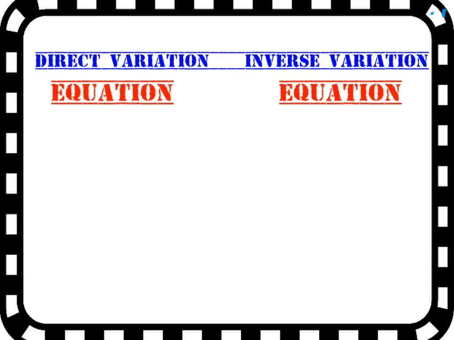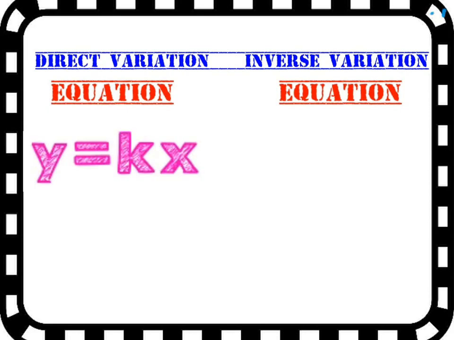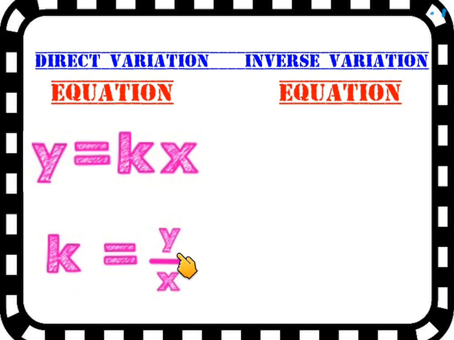Okay, so the equation for direct variation looks like a line: y equals kx. It looks very similar to y equals mx, and that's because k and m are kind of representing the same thing. Now, if I were to solve for the value of k, I would divide both sides by x. And so k, again, is the ratio or the division problem of y over x. And if you recall, slope is change in y over change in x. So that ought to help you remember which variable goes on the top.